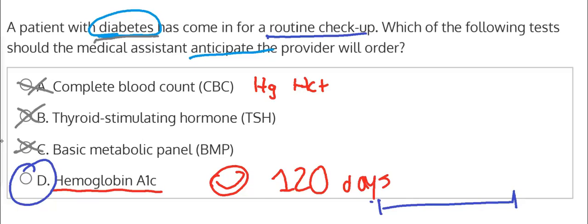And like we were saying about knowing what the others are for process of elimination, because we understand now what a CBC is, what a TSH test is for, and what a BMP will be showing, you could possibly narrow down to your hemoglobin A1C to answer this question as well, which is the choice that we will go with for this question.